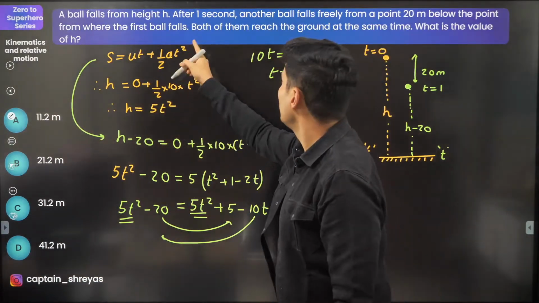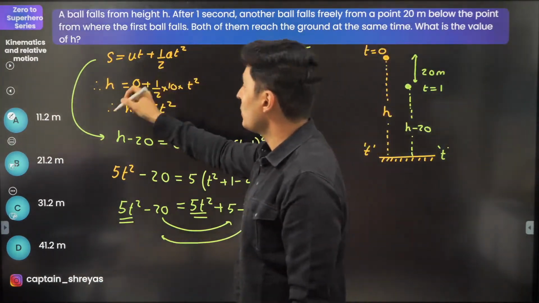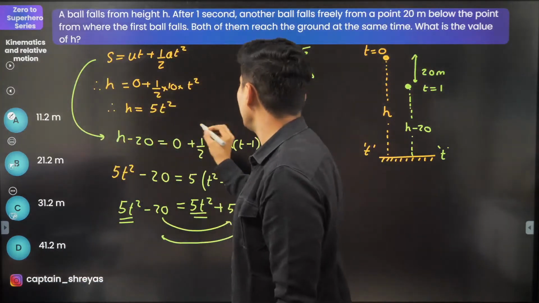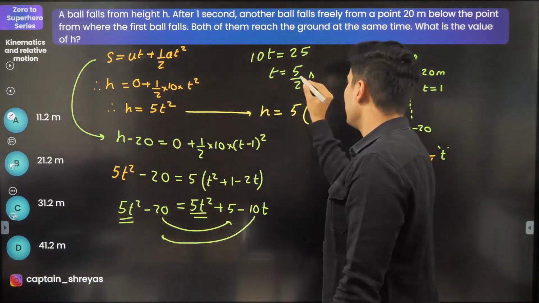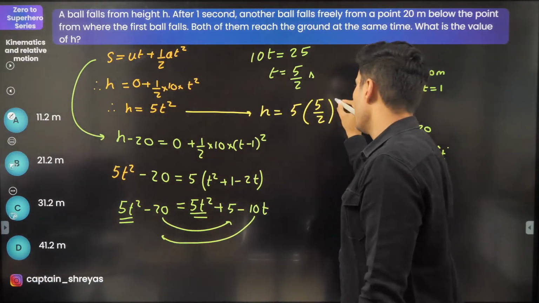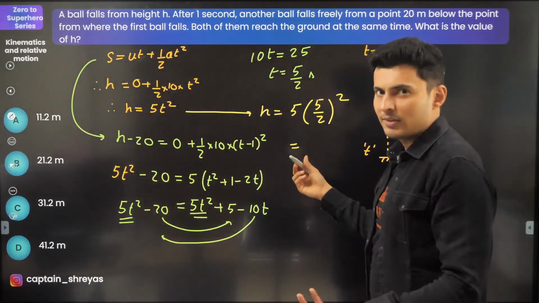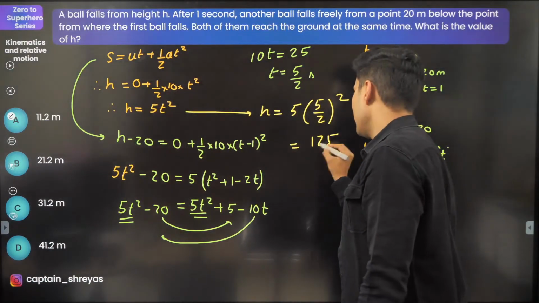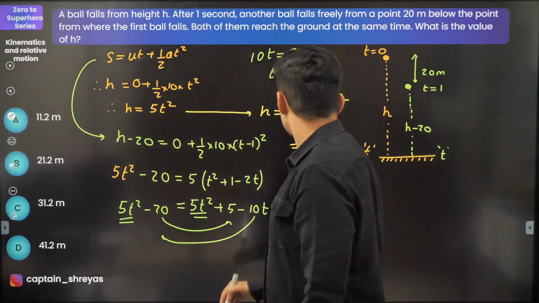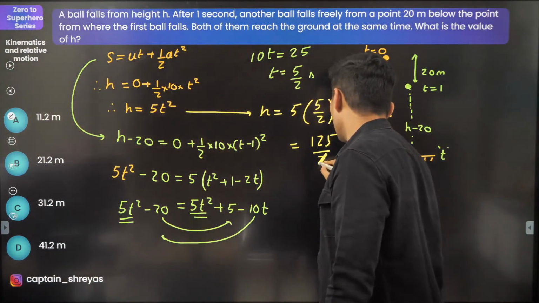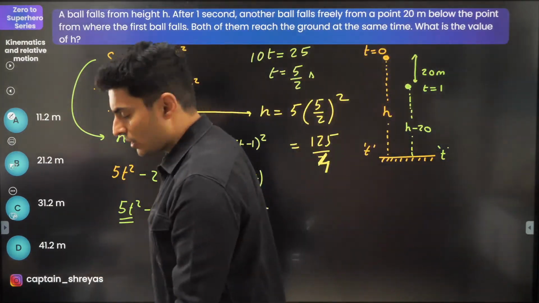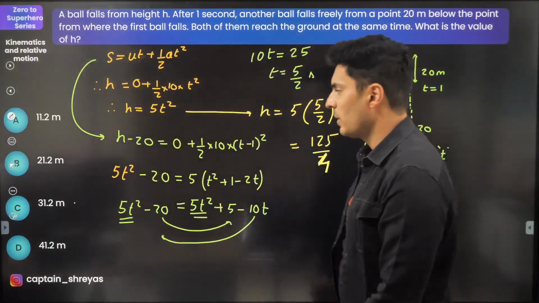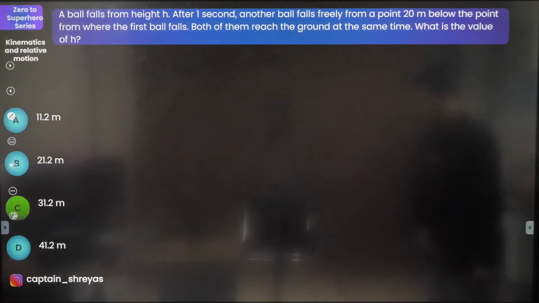Once I get time, because I think the final question is find the value of h. So we have to find the value of h. So from here, h will be equal to 5 into time square, which is 5 by 2 whole square. 5 cube is 125. 125 divided by 2. Oh, sorry, 125 divided by 4, because 2 square. So I think it should be close to 30. Yes, it is 31.2. See if it makes sense.